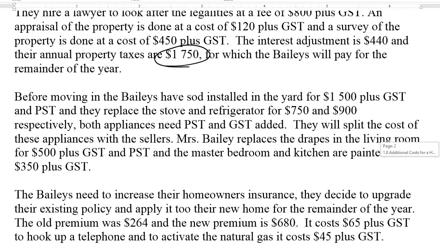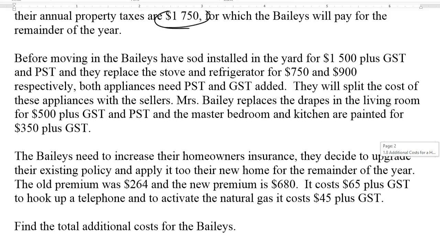Before moving, the Baileys want to do some improvements, so we've got some sod. And sod is just ready-made grass. It comes in rolls, you have dirt, you roll it over, and now you've got grass. That's $1,500 plus GST and PST, so we got to watch that one.